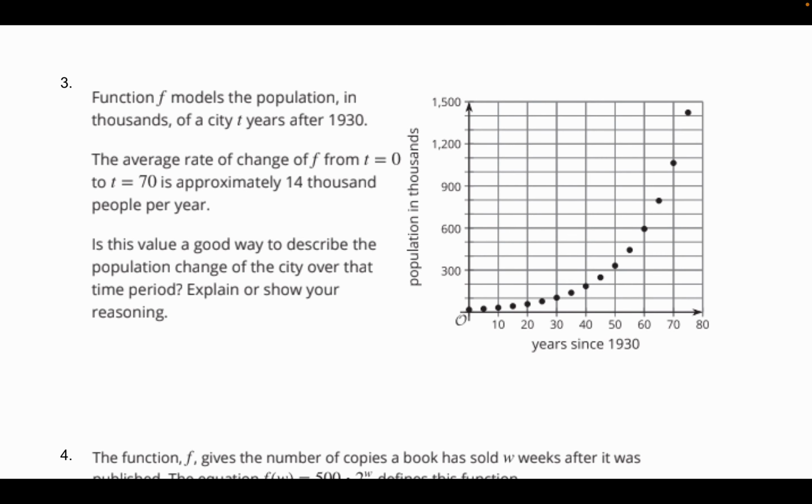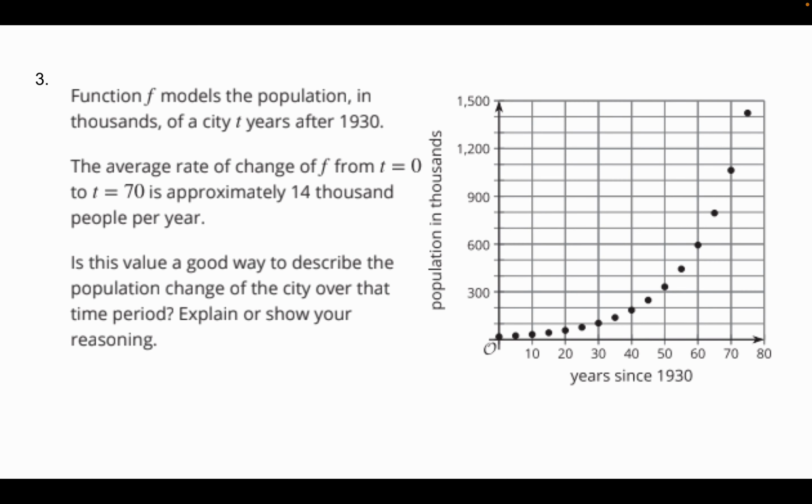So for question 3, we have function f modeling the population in thousands of a city t years after 1930. So that sounds important. I'm probably going to need that number, but I might not. The average rate of change of f from t equals 0 to t equals 70 is approximately 14,000 people per year.